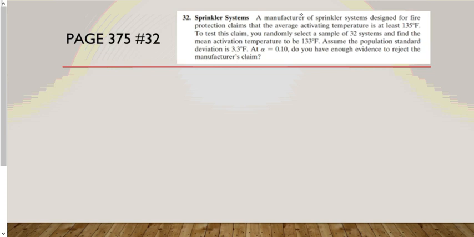The manufacturer of a sprinkler system designed for fire protection claims that the average acting temperature is at least 135. Okay, when I see at least, that makes me think that we're talking about greater than or equal to. To test this claim, you select 32 sprinklers, and you find that the mean temperature is 133. Ooh, that makes me think that we might be able to prove this guy wrong.